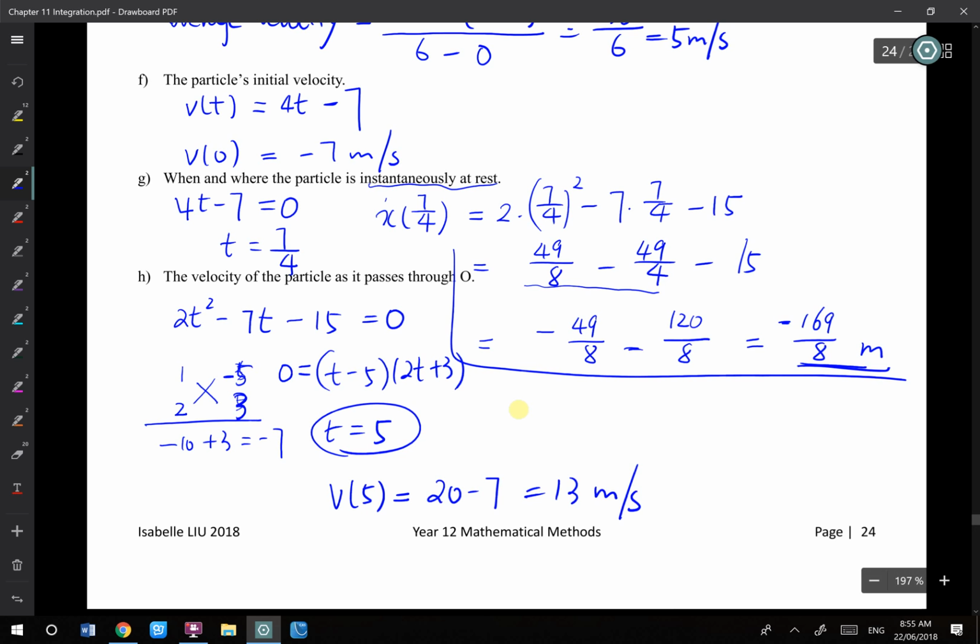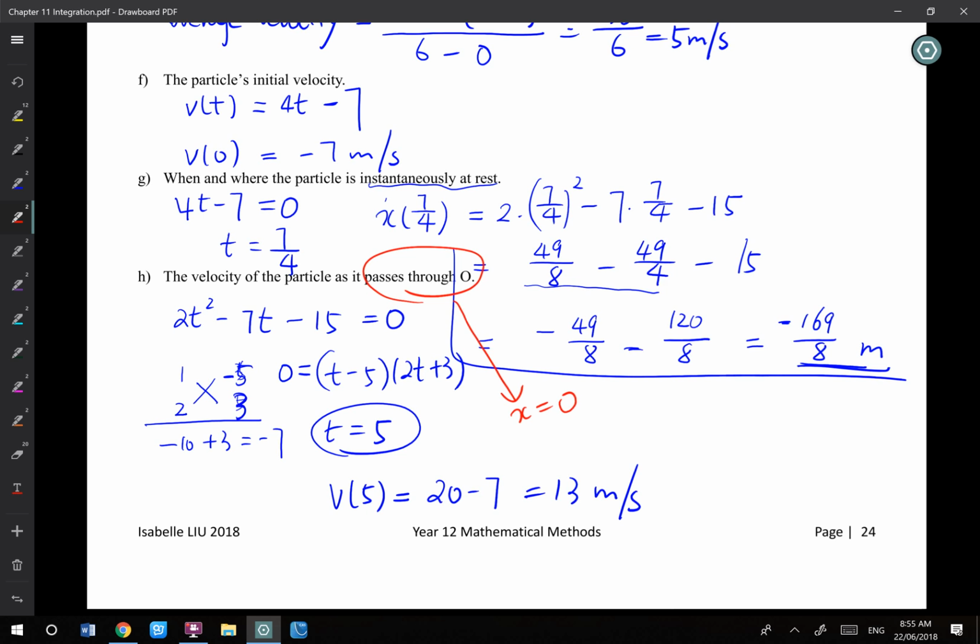Passing through the origin means x equals 0. There's no displacement. Factorize, solve equals to 0. I have time, well, positive time only. So t equals 5 only.